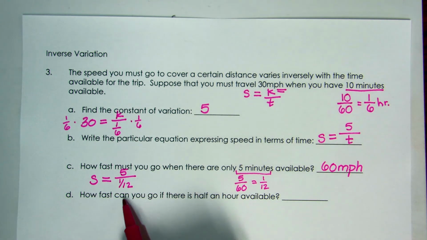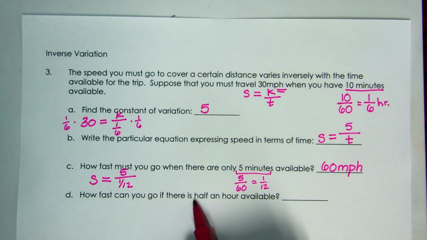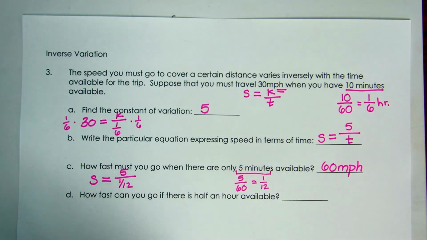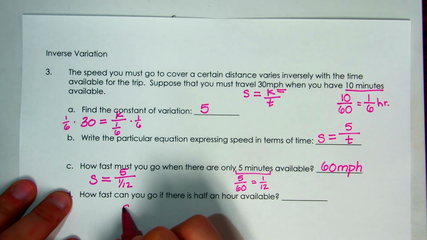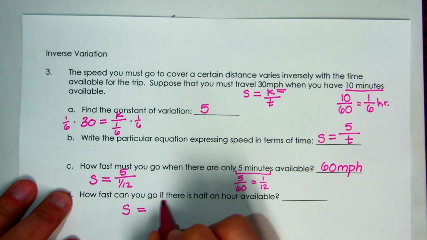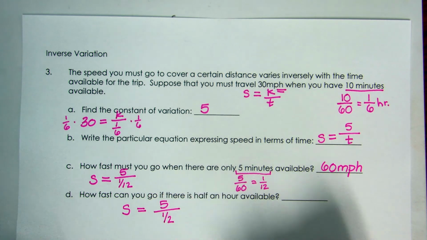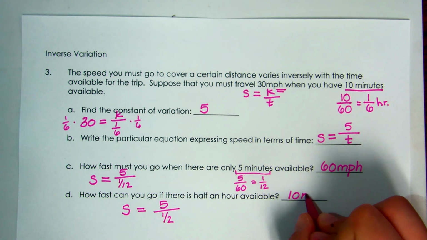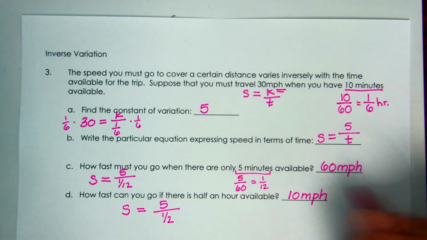How fast can you go if there is half an hour available? So I'm looking for the speed equals 5 divided by 1/2 of an hour. 5 divided by 1/2 tells me 10 miles per hour.